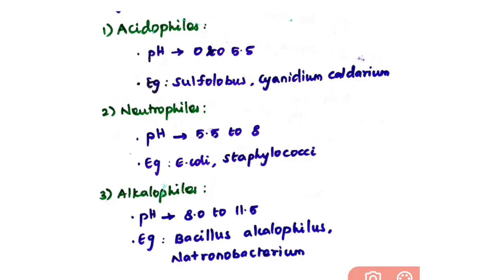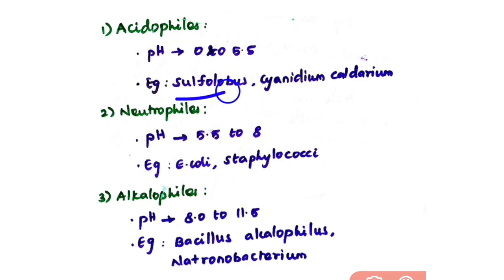Based on this pH scale we can classify bacteria into 3 types. The first one is acidophiles. Acidophilic bacteria can grow at a pH range from 0 to 5.5. Example Sulfolobus and Cyanidium caldarium, and these bacteria are found in volcanic areas, geysers, acid mine drainages and some animal stomachs.